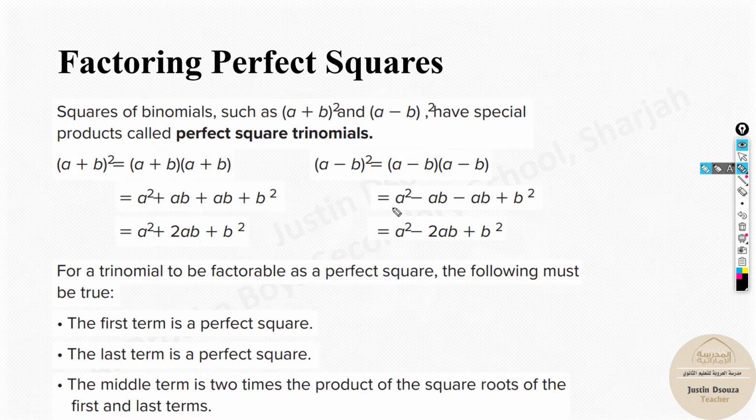Obviously, the first term must be a perfect square, the last term must be a perfect square, and the middle term must be 2 times the first and the last term. Anyway, instead of this, I'll just show you a problem. You'll understand much more easily.